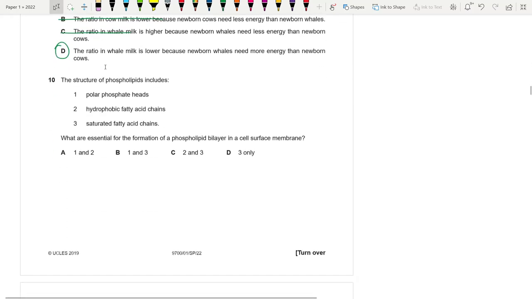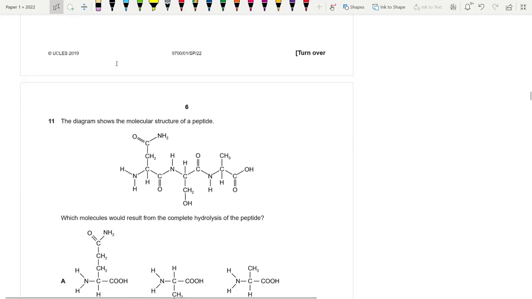10. The structure of phospholipids includes a polar phosphate head. That is true. Hydrophobic fatty acid chains. That's true. And glycerol, saturated fatty acid chains. We're not sure about that. It may contain unsaturated fatty acids. We aren't sure about 3. Okay, 3 makes no sense, so 10 is A.